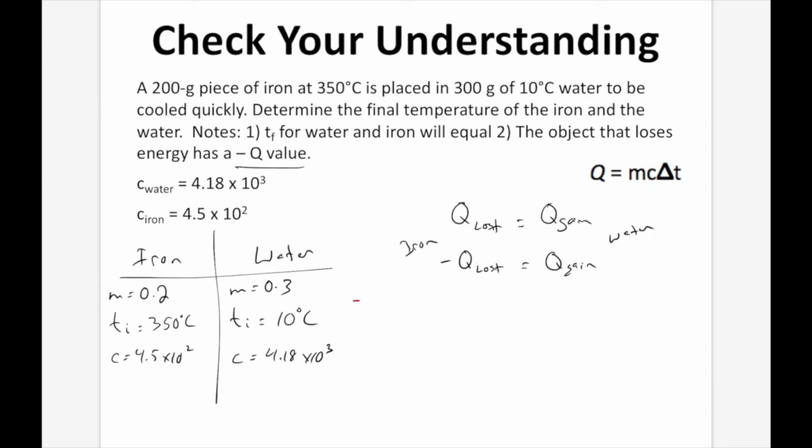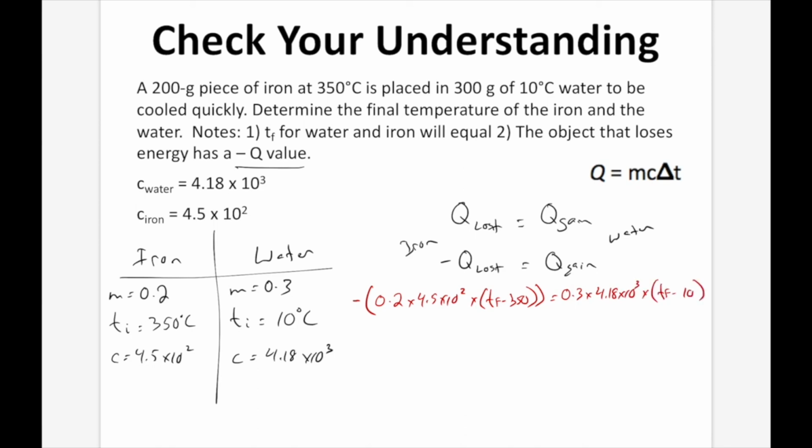So we're going to have negative, and the mass for iron is 0.2 times the C, 4.5 times 10 to the 2, times Tf minus T initial, which is 350, bracket, equals Q gain, which is going to be the mass, 0.3, times 4.18 times 10 to the 3 times Tf minus 10.